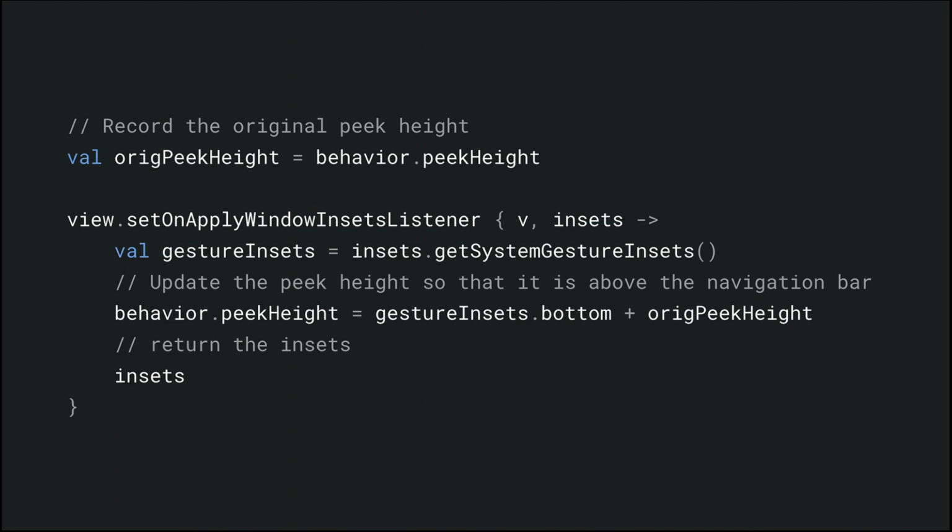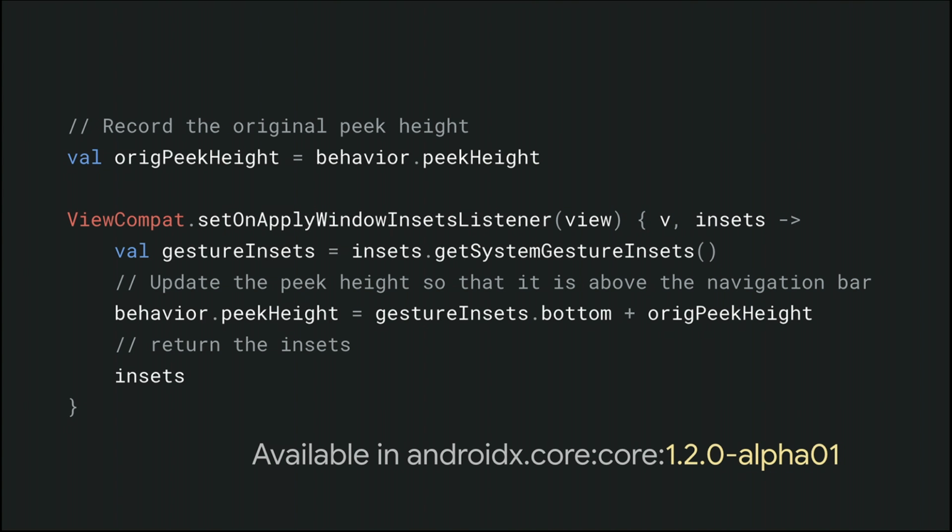So in terms of code, here we're using the bottom sheet behavior from Material Components, and it provides peek height. So that's the amount of height available when it's collapsed. So here we're using an onApplyWindowInsets listener. We'll grab our system gestures, and then we'll just increase that peek height. Now, it's also available in ViewCompat in the core library in AndroidX. And again, we've released a new version this week called 1.2 alpha 1.